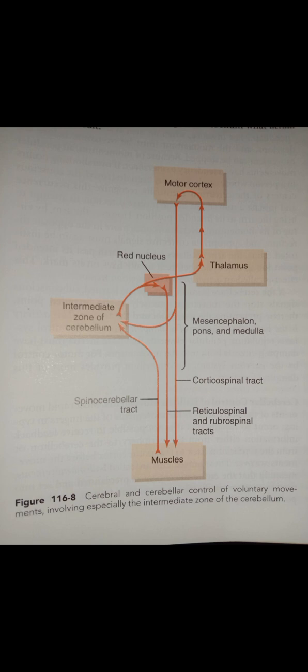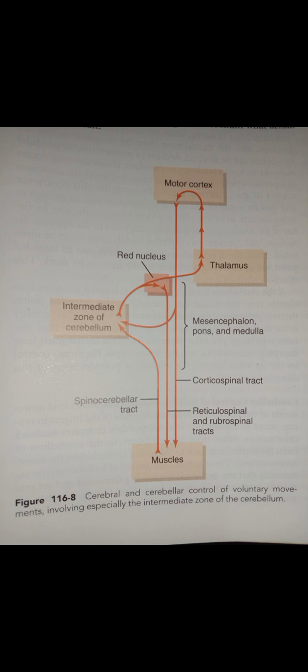So, cerebral and cerebellar control of voluntary movements involving especially the intermediate zone of the cerebellum. We can see this picture: the motor cortex, the thalamus, red nucleus, intermediate zone of cerebellum, mesencephalon, pons and medulla regions, the corticospinal tract, then the spinocerebellar tract, then reticulospinal and rubrospinal tracts.